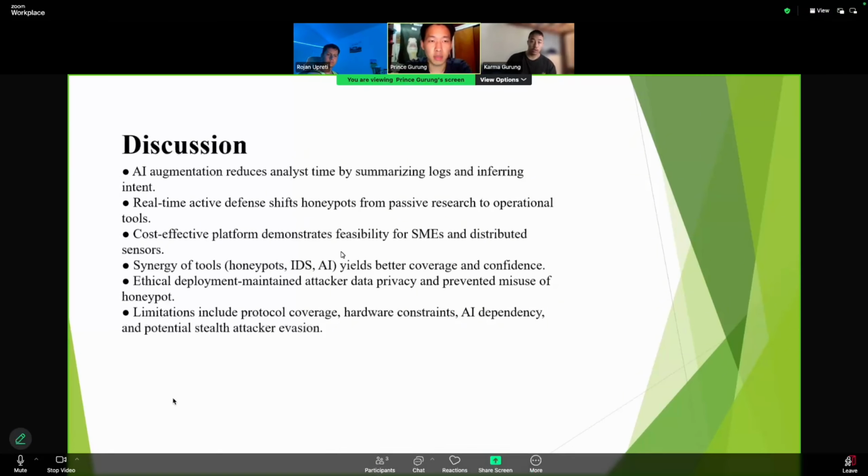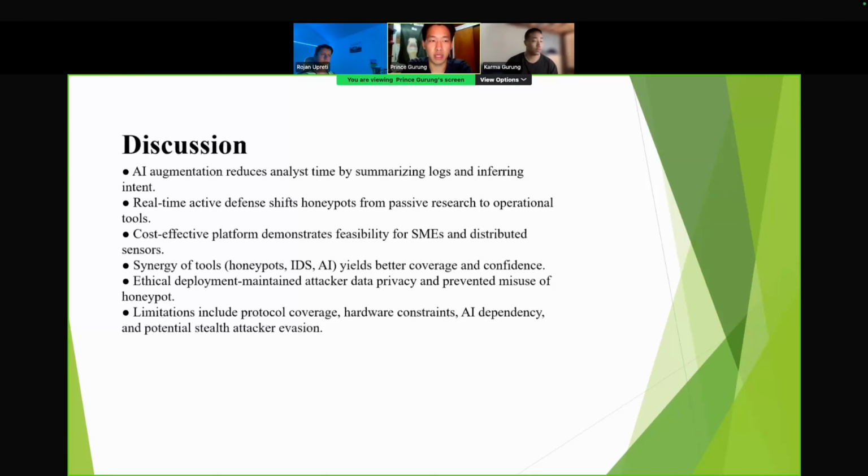Discussions. AI augmentation reduces analyst time by summarizing logs and inferring intent. It also helps with real-time active defenses, moving honeypots from passive research to operational tools. It is also very cost-effective, and it demonstrates feasibility for SMEs and distributed sensors.